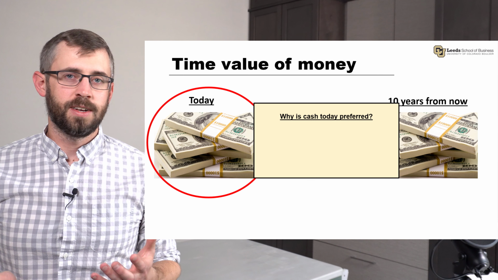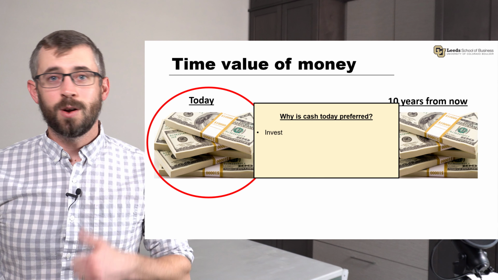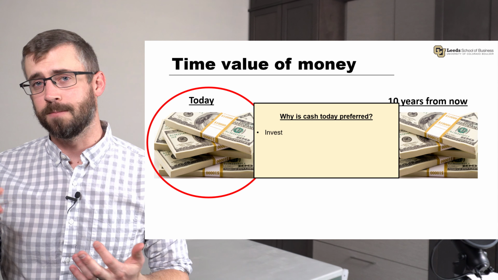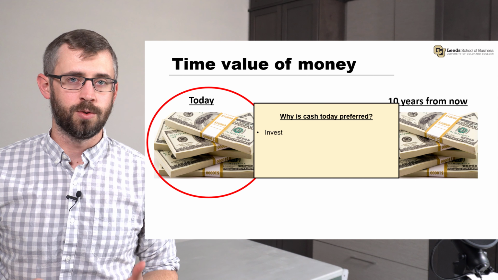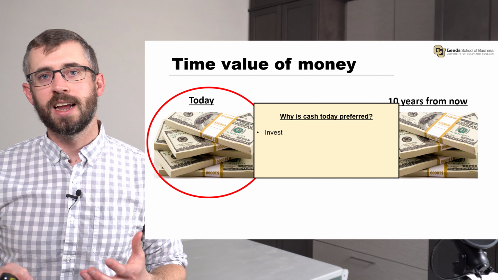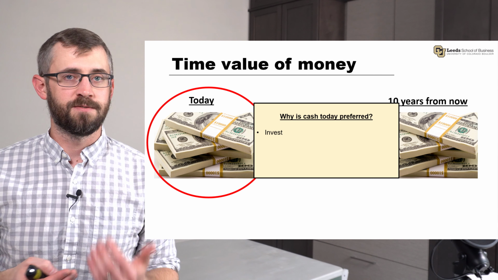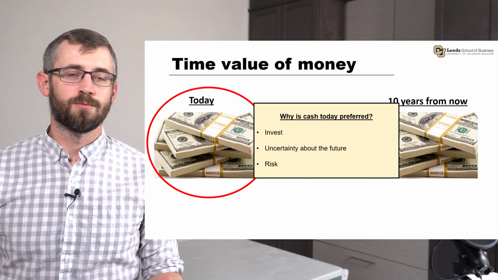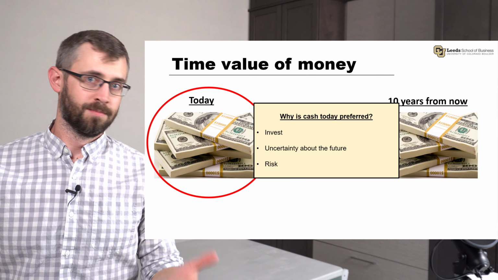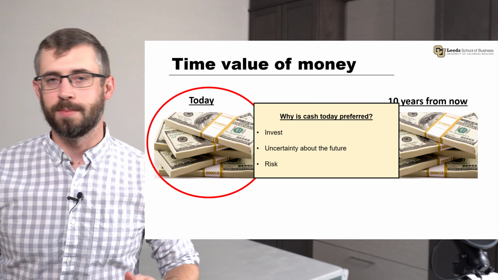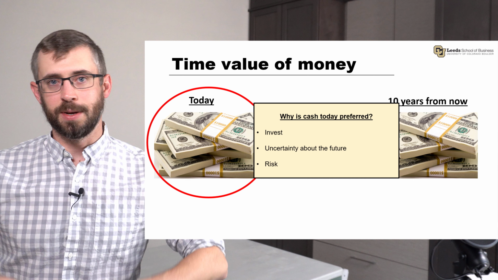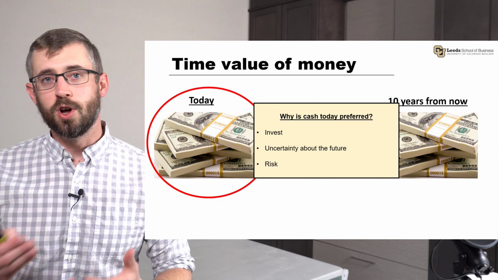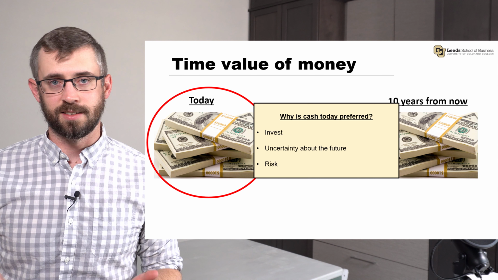Well, there are a few reasons behind this. One is that we could invest this money, right? We could start a business. We could put it in the stock market. We have options on what we could do with this money that would potentially turn it into more than $50,000 10 years from now. Second, there is uncertainty and risk about the future. You're not guaranteed to be around 10 years from now. You don't know if there's going to be rampant inflation between now and then. You don't know what that $50,000 will necessarily be worth.